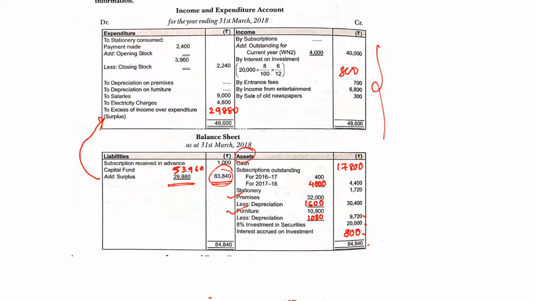But look at that side, 2400 is there. Opening stock is not there, but the answer is there. If you add the opening stock with 2400, the answer is 3,960. So now the value of opening stock is 3,960 minus 2,400, which is equal to 1,560. That 1,560 you write here. Okay.